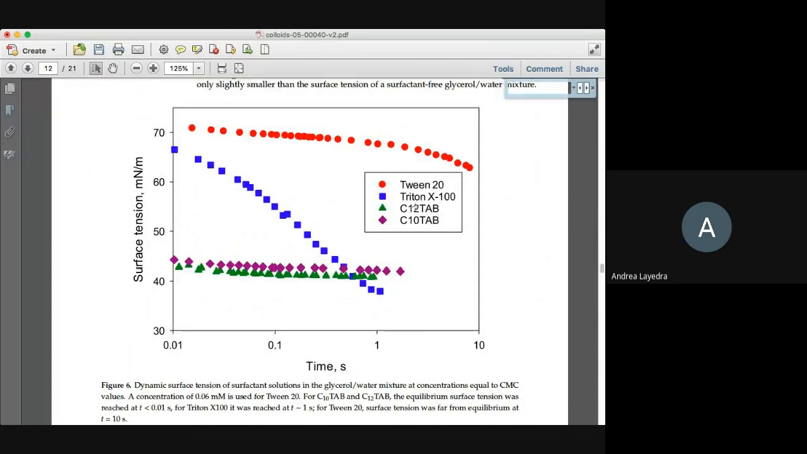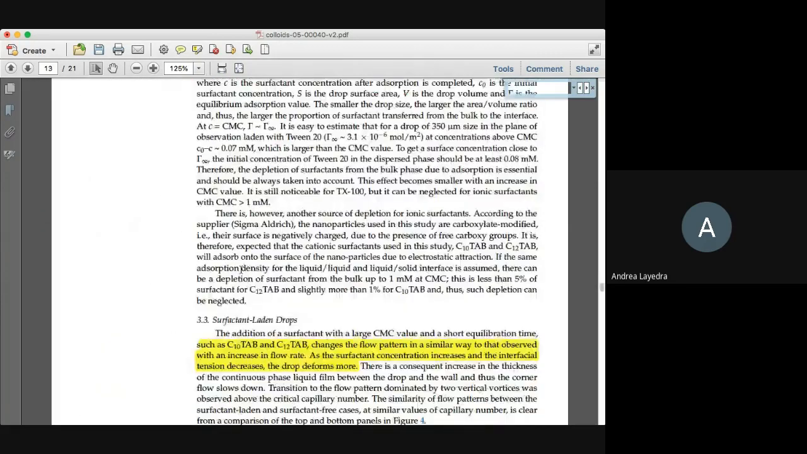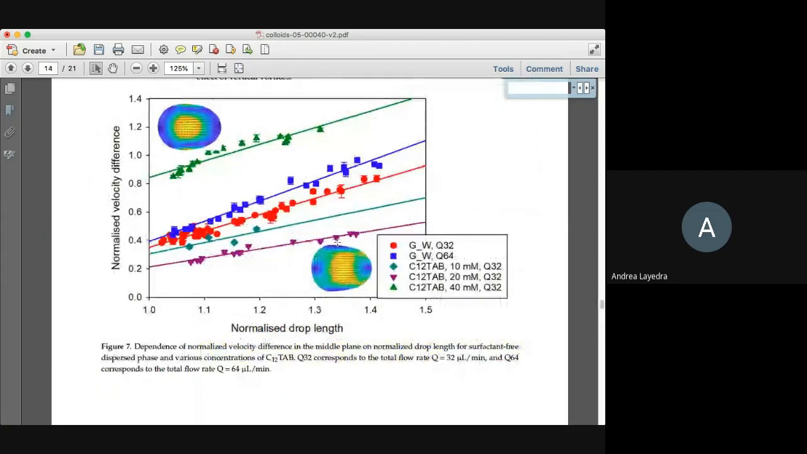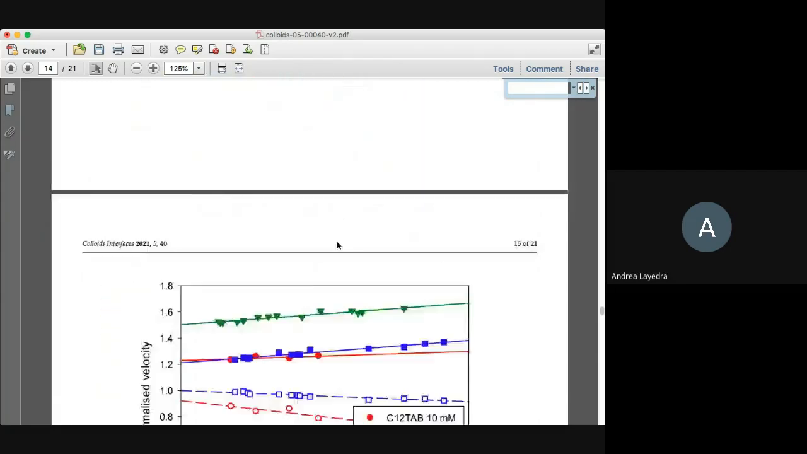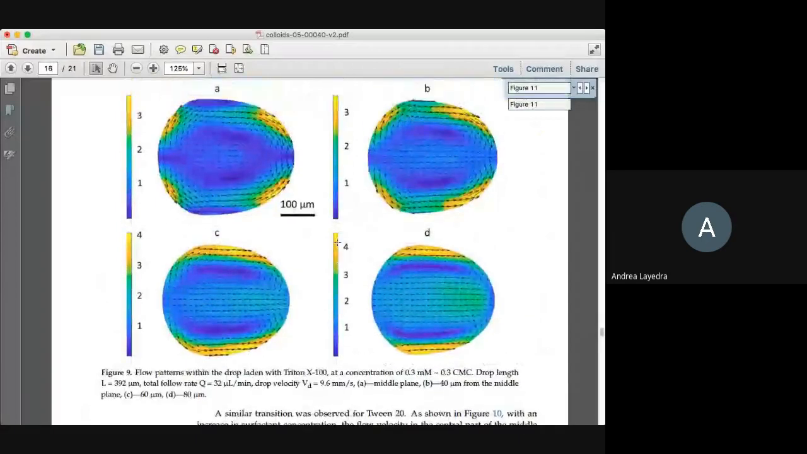For example, there are surfactants that equilibrate really slowly, as you can see here, the Tween 20 and the Triton X100. It takes more seconds for them to equilibrate, while the other surfactants equilibrate in 1 second. That's why they decrease the surface tension faster. And then they simulated the behavior when these fast equilibrium surfactants are used. And here we can see how the flow pattern is distributed while these surfactants are used.